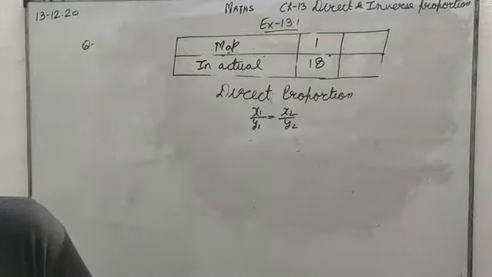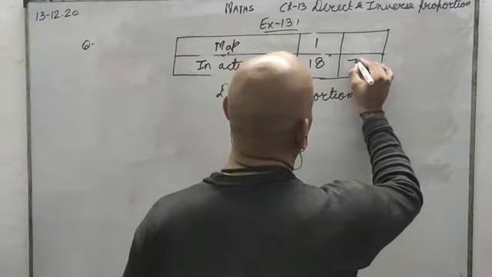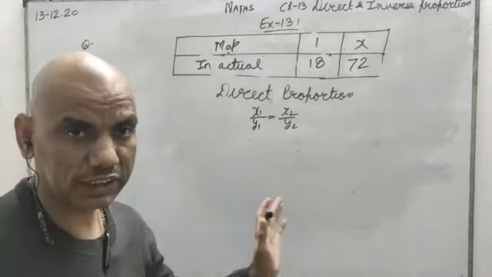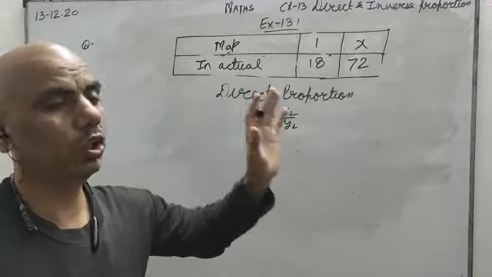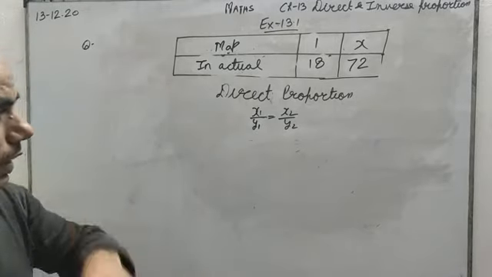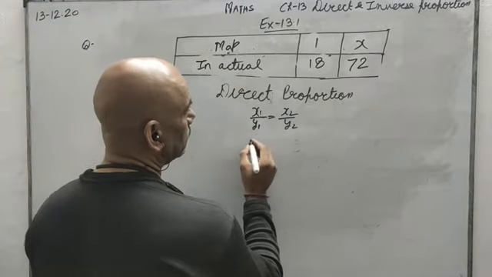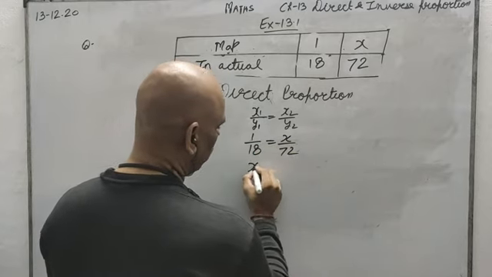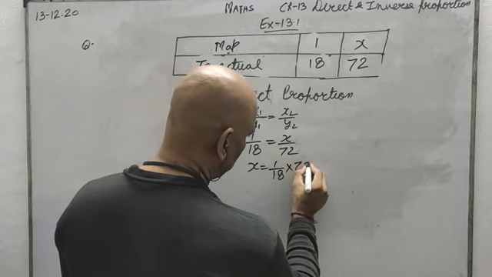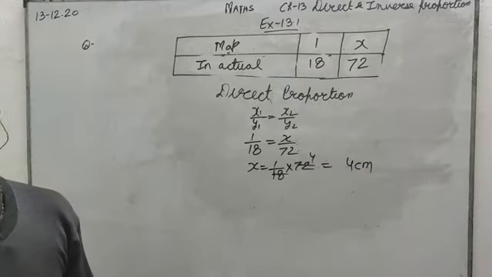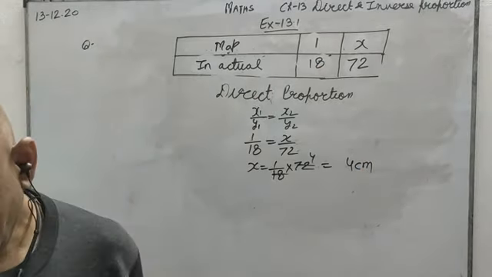She drives on a road 72 kilometer. How would her distance covered be in the map? So if in actual it is 72, how far will it be on the map? Since the distance in actual has become more, on the map also it will become more. Both are increasing, so if both are increasing or both are decreasing, it is direct proportion. Hence 1 by 18 is equal to x by 72. So x will be 1 by 18 into 72. 18 4s are 72. On map it will be 4 centimeter.